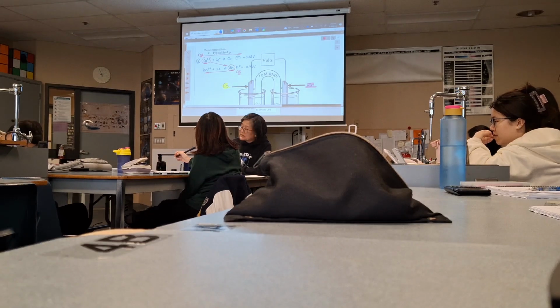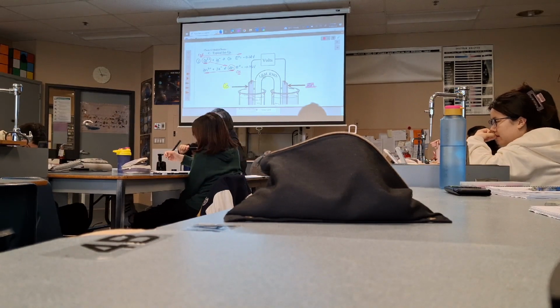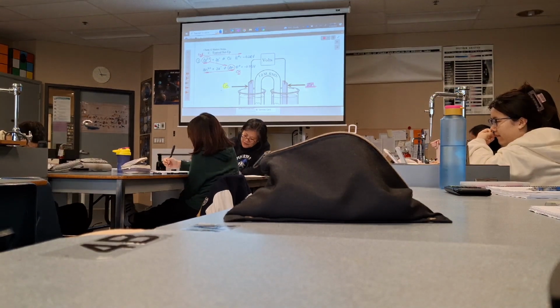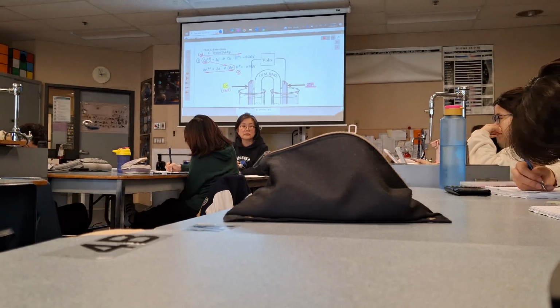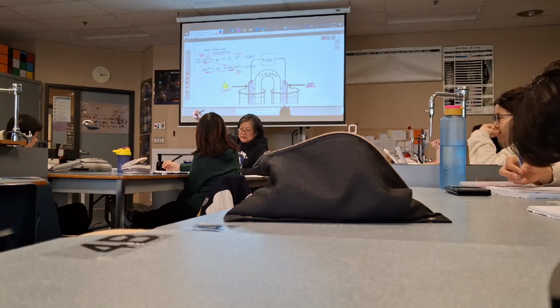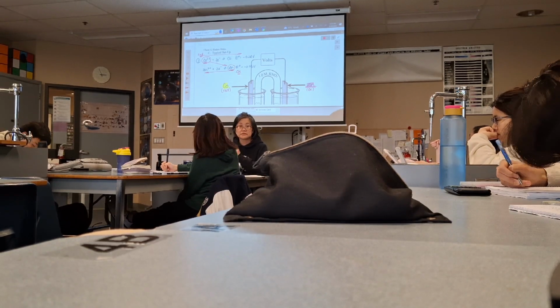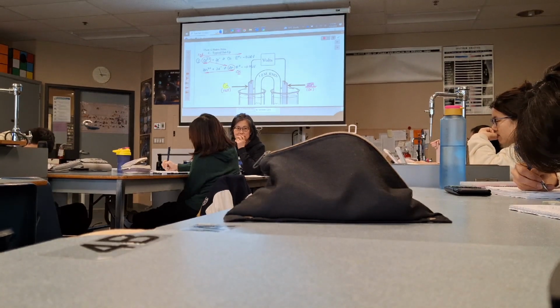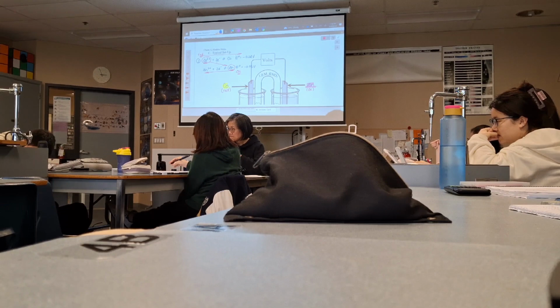So on this side over here, this is taking place, reduction. So therefore, right now, I'm going to write down reduction is happening right here. What is happening on the zinc side? Oxidation. Good? Okay.